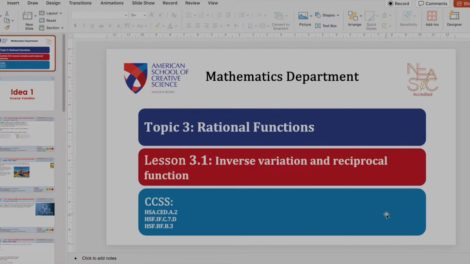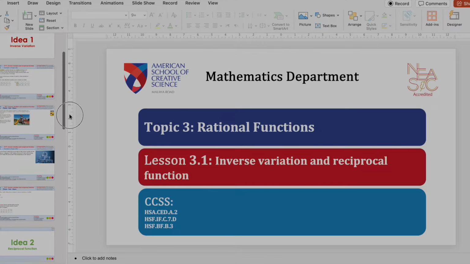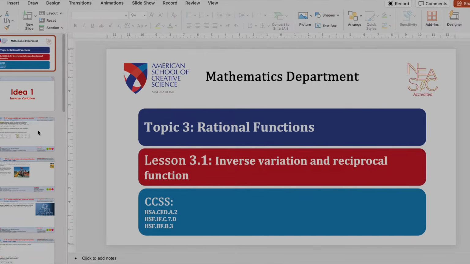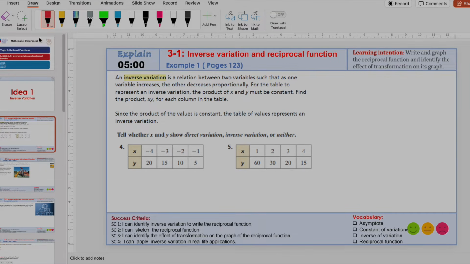Okay, hi Banat. We're back again with another video for lesson 3.1, inverse of variation and reciprocal function. So we have in this lesson two ideas only, inverse variation and reciprocal function basically. So the first thing is inverse variation.